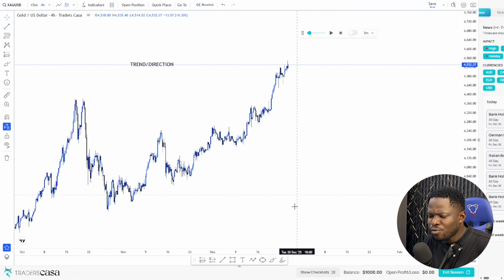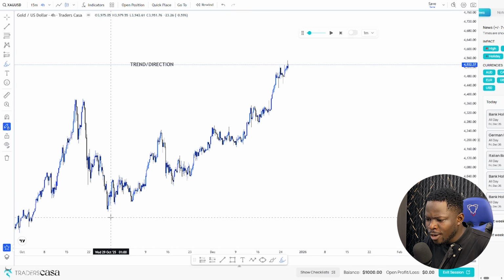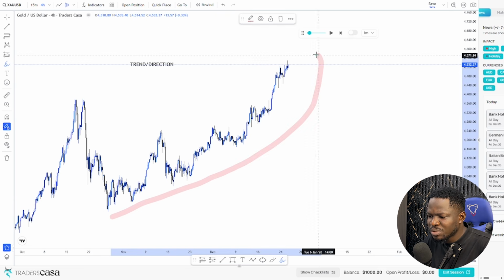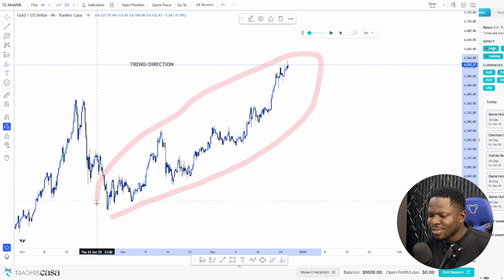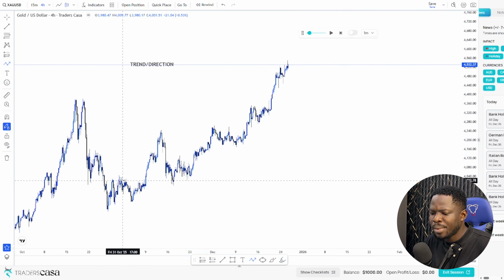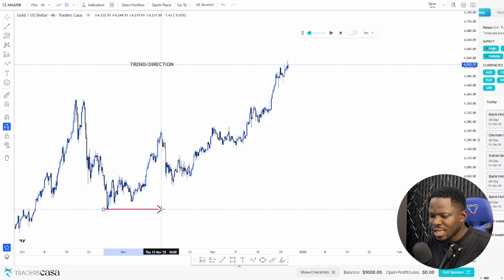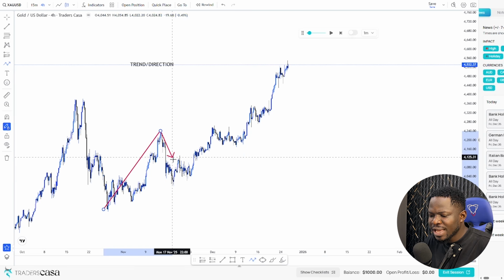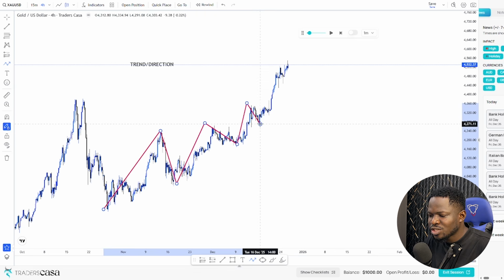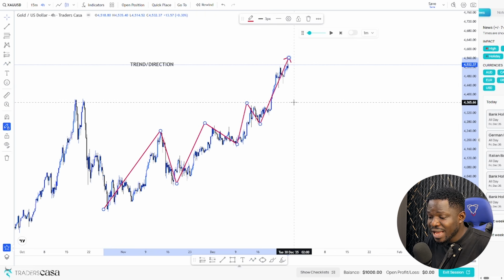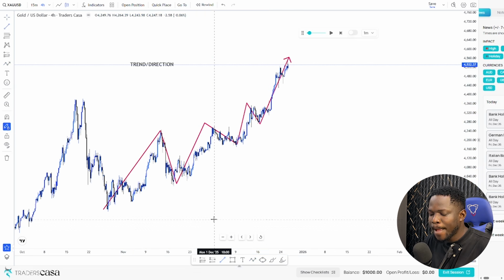Looking at the overall direction of the price action on gold right now on the 4 hours time frame, you agree with me that buyers are the ones dominating the market. And if you look at the structural movement, price created a low here to give us a swing higher low, swing higher high, swing higher low, swing higher high, swing higher low, then swing higher high. This is a strong bullish market.